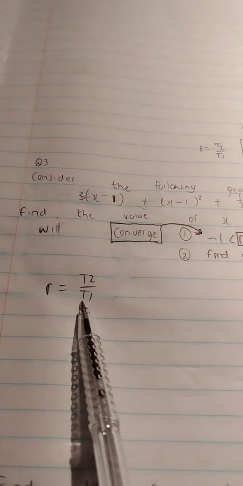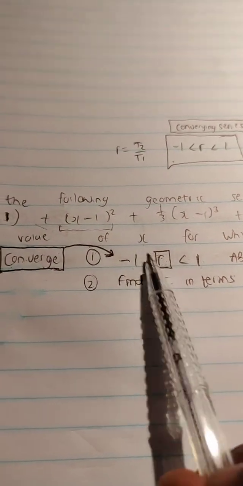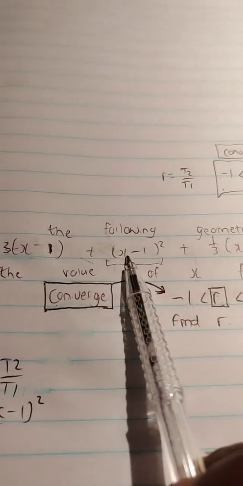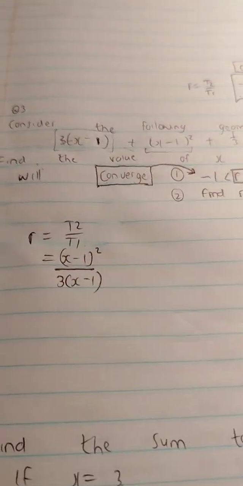Let me find R. Let me find the value of R. How? By taking term 2. So in this case, term 2 we know will be this term here, x minus 1 the whole thing squared. We take that, and then what do we do? We divide that by what? By term 1. Where is term 1? Here is term 1. So x minus 1 the whole thing squared divided by 3 into x minus 1.